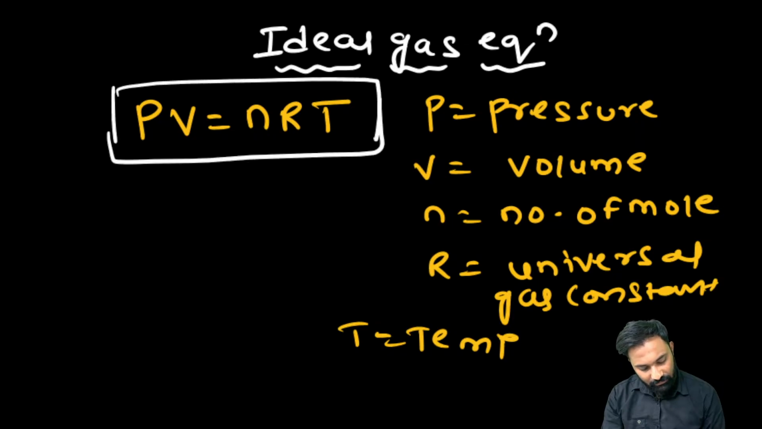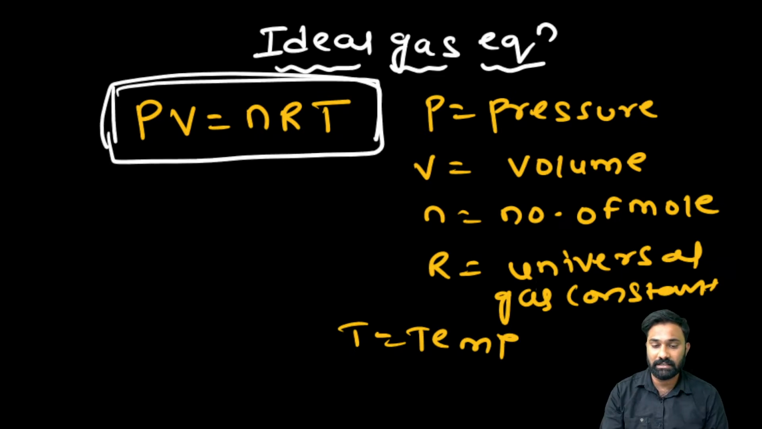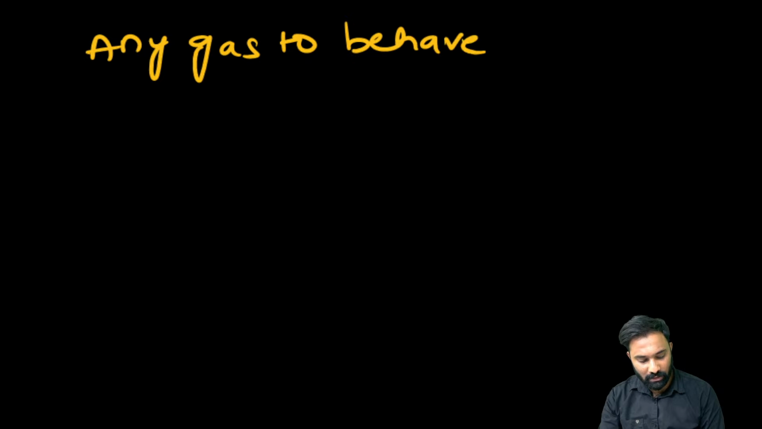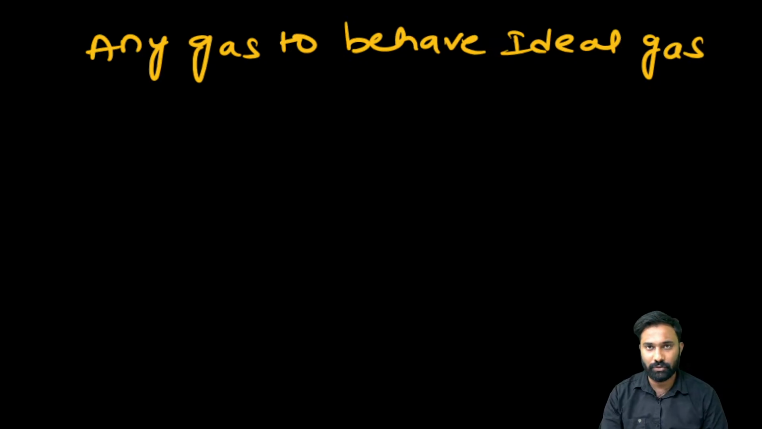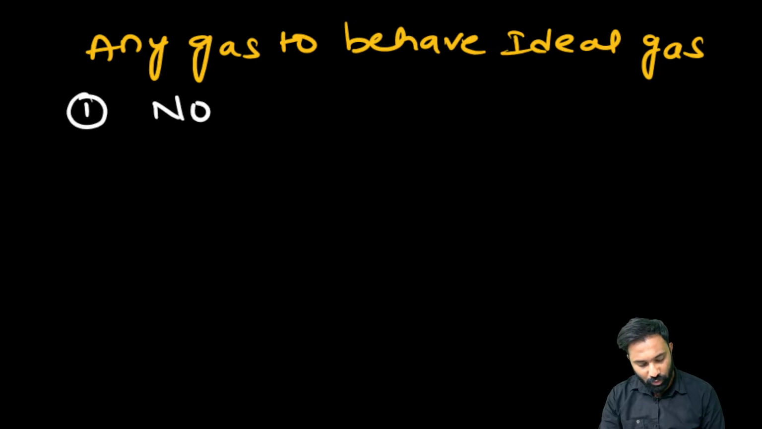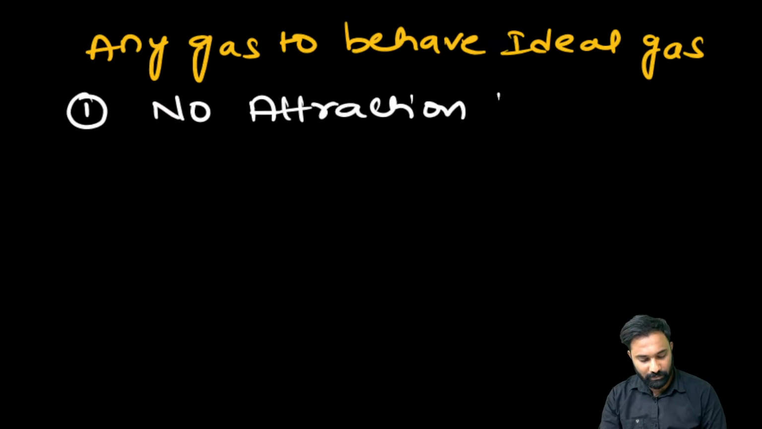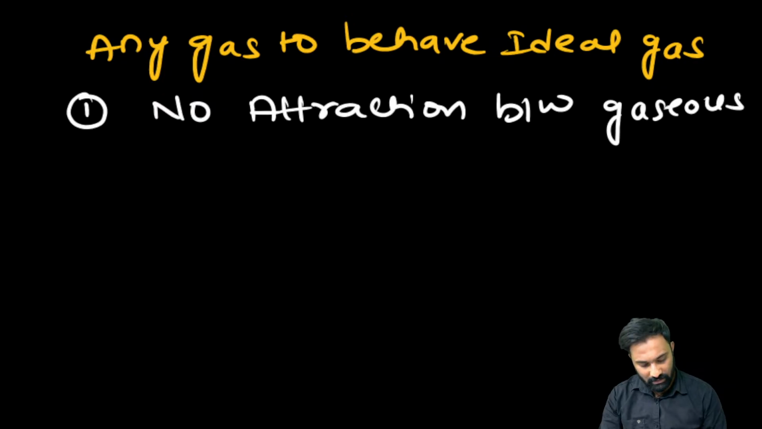See, I will give you one brief introduction. What is the meaning of the ideal gas equation? Why are we going to use it? Actually, for any gas to behave as an ideal gas, there is actually no perfect ideal gas in our universe. Now, for any gas to behave as an ideal gas, the first condition is it should have no attraction between gas molecules.